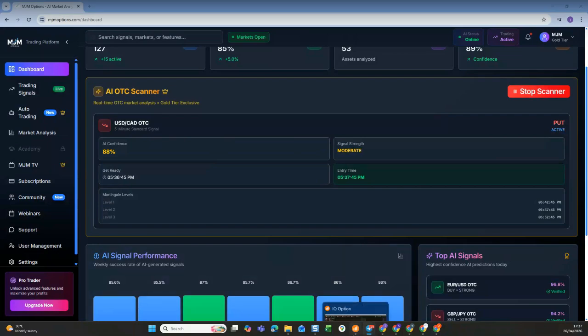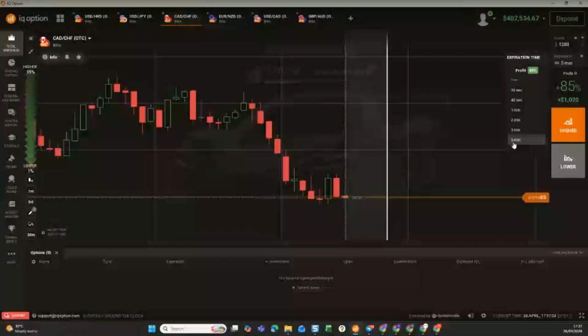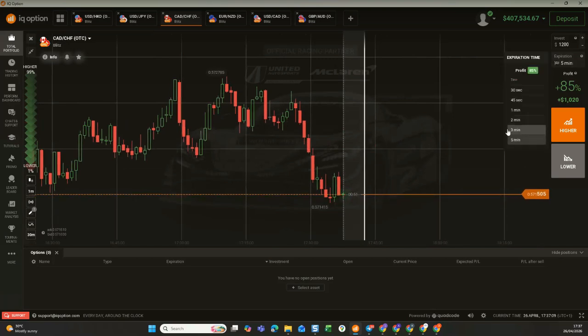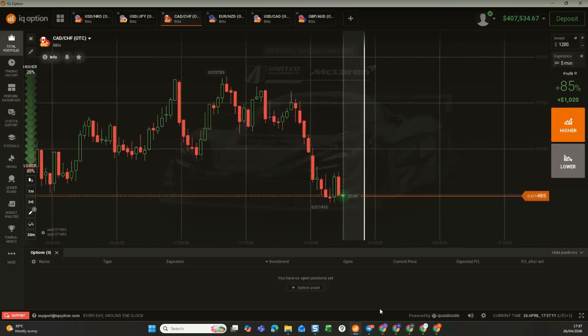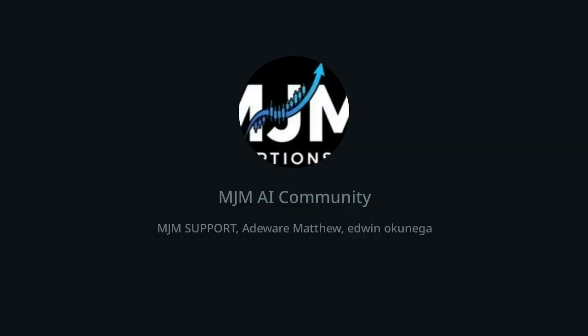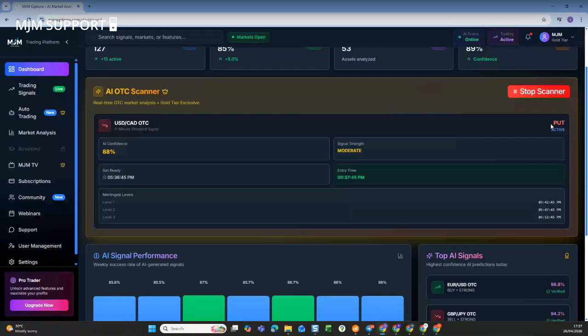It shows you 5 minutes. That means you're going to be trading for 5 minutes. That is what 5 minute standard signal means. The next thing you have here is the direction. Put means sell, call means buy. You also see the AI confidence, which is 90 to 99. Then you also see the signal strength, which is strong.